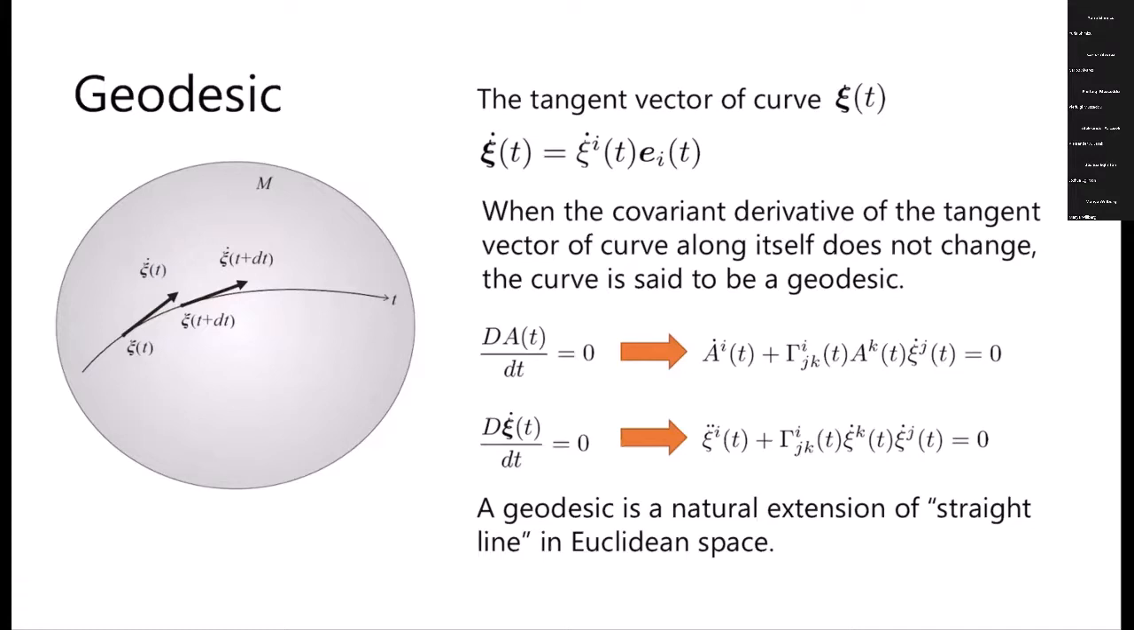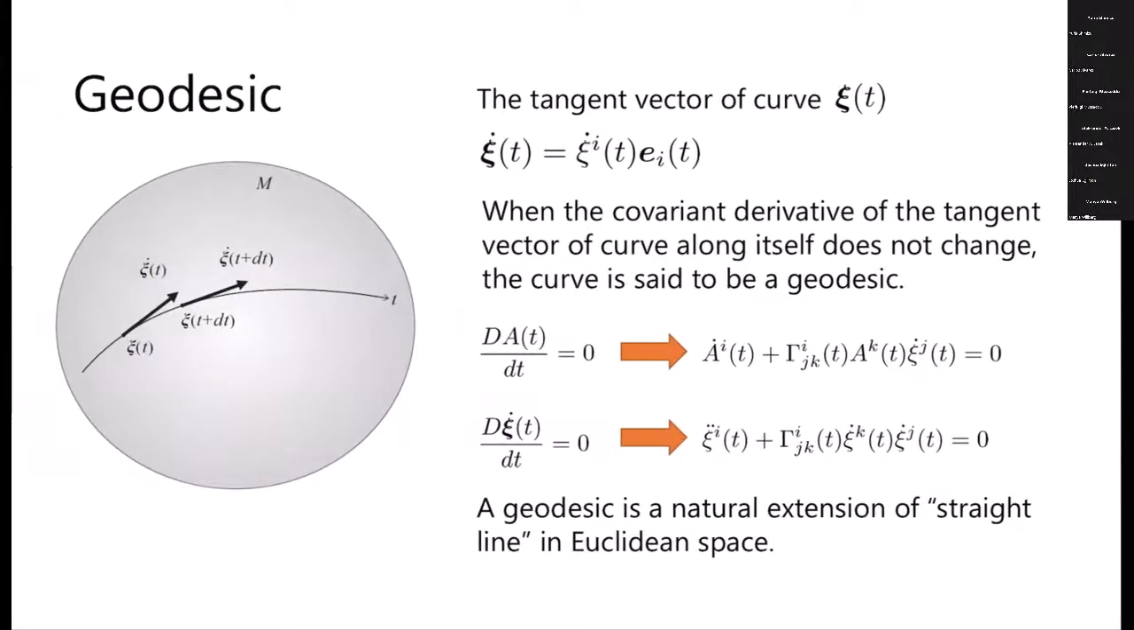This condition can also be simply obtained from the parallel transport equation. We can consider Xi dot t as a vector field, and we put Xi dot t into this A(t), then we get the equation of the geodesic, which is complicated. And the geodesic is, again, a natural extension of a straight line in Euclidean space.